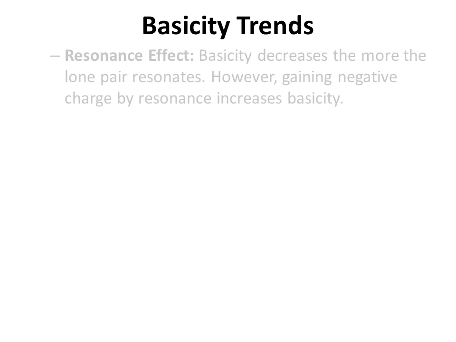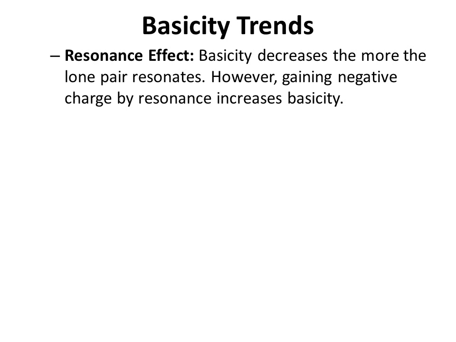With resonance effect, basicity decreases the more the lone pair resonates. You don't want that lone pair moving around to different positions. That spreads out the negative charge or the partial negative charge. You want it concentrated in one spot to be a really great base. However, gaining negative charge by resonance increases basicity. Now, how does that work?